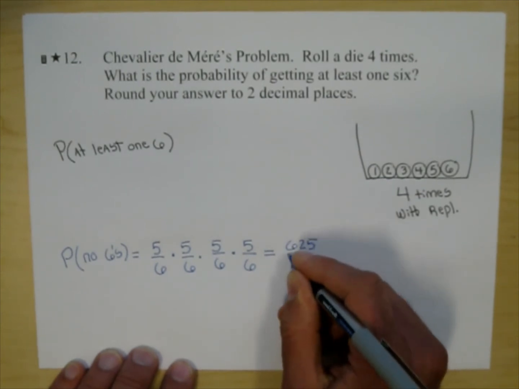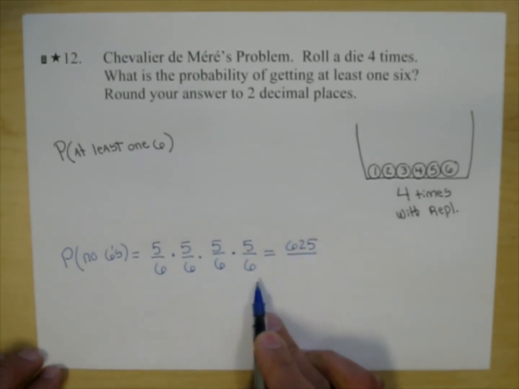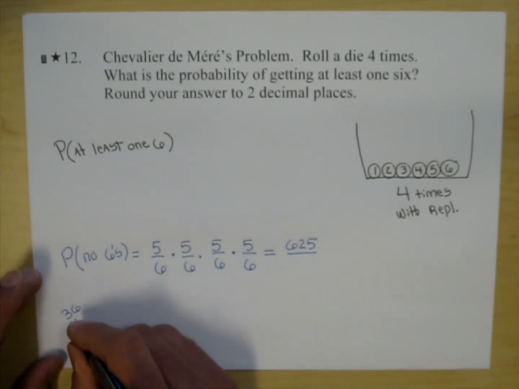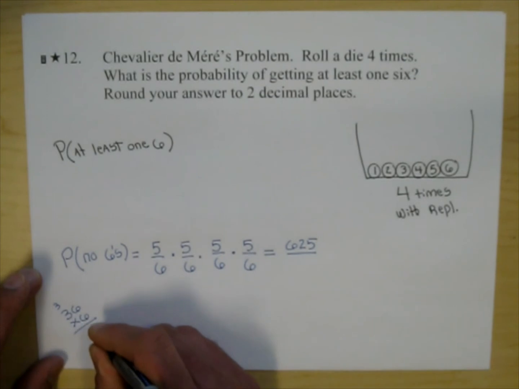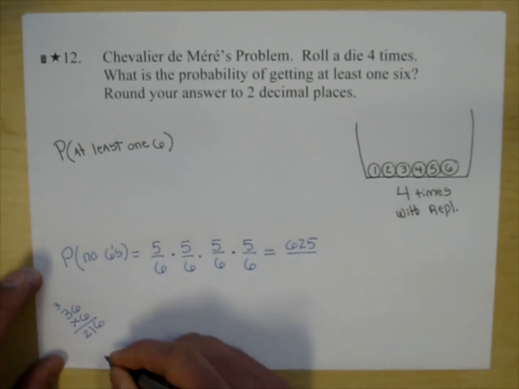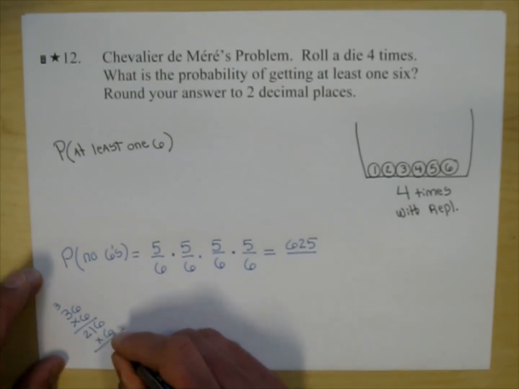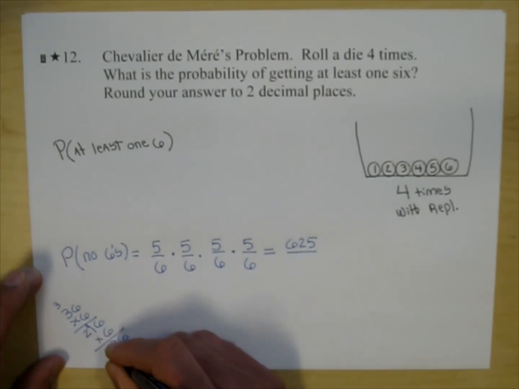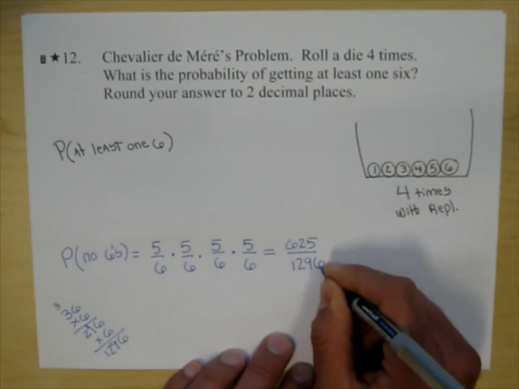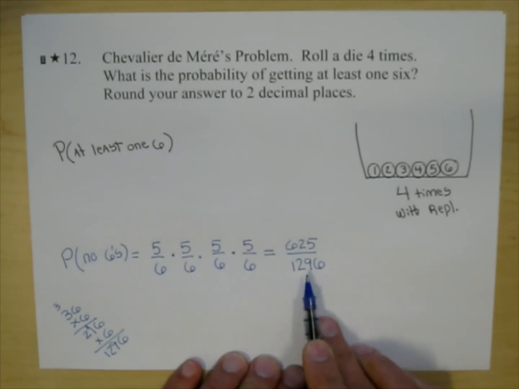625. I also have to go 6 to the 4th, or 6 times 6 times 6 times 6. So 6 times 6 is 36 times 6. 36, carry the 3, 18, 19, 20, 21. And then times 6 one last time here. 36, 6, 7, 8, 9, and then we have 12. So this is 1296. This is not my final answer.